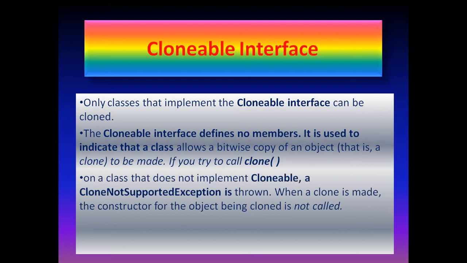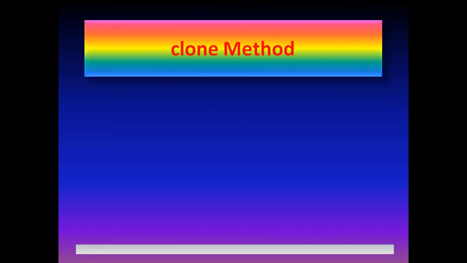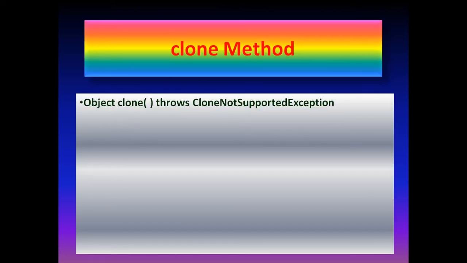And if we try to make use of the clone method without implementing the Cloneable interface, then the JVM will throw an exception named CloneNotSupportedException. Let me show you in the program. So this is the clone method. This method throws CloneNotSupportedException, and returns a copy of the object.